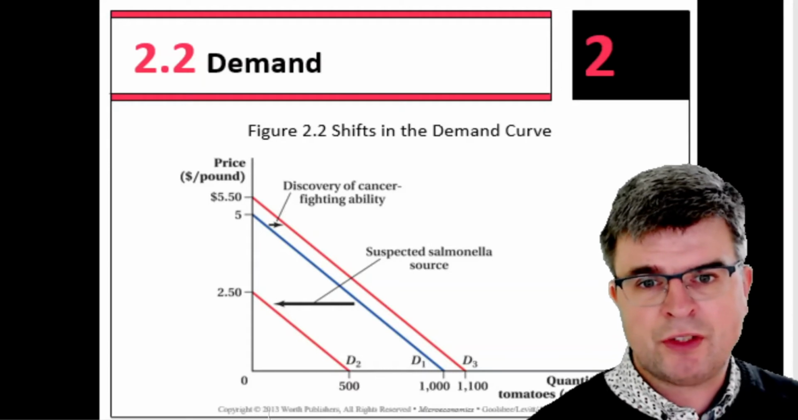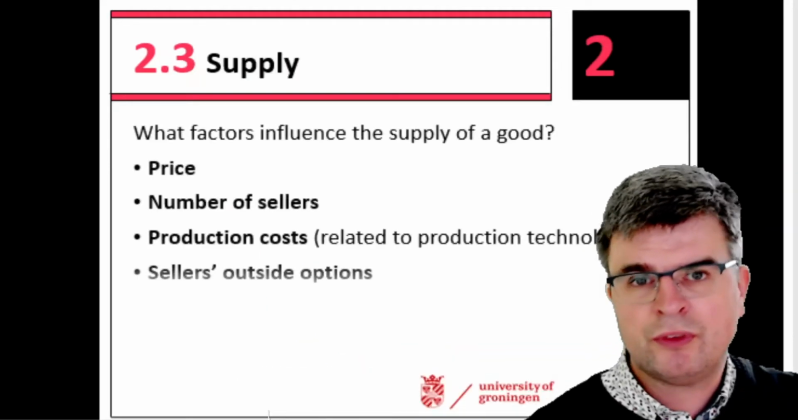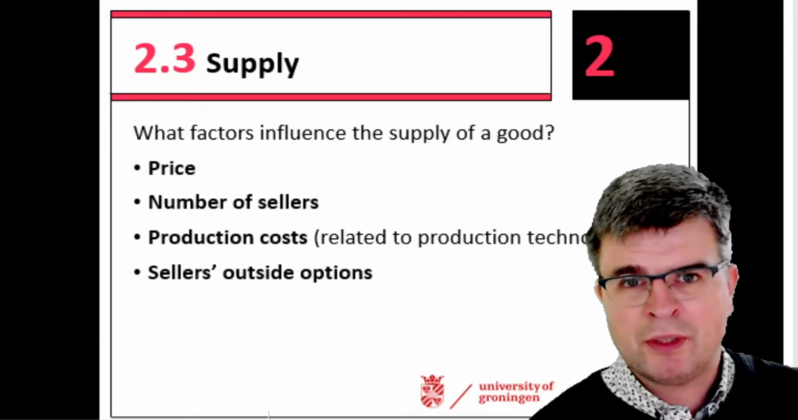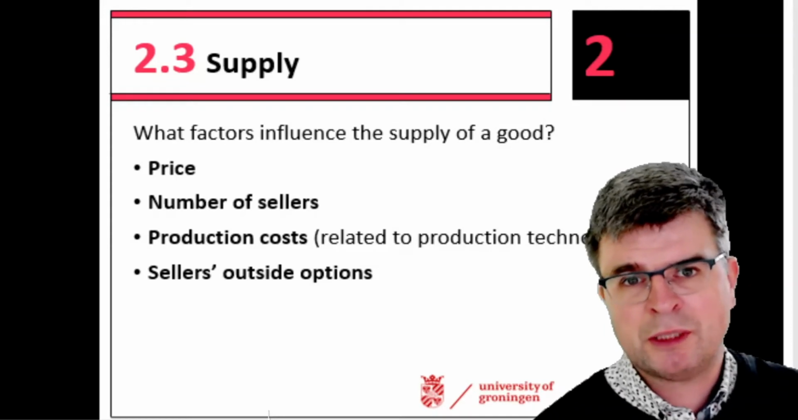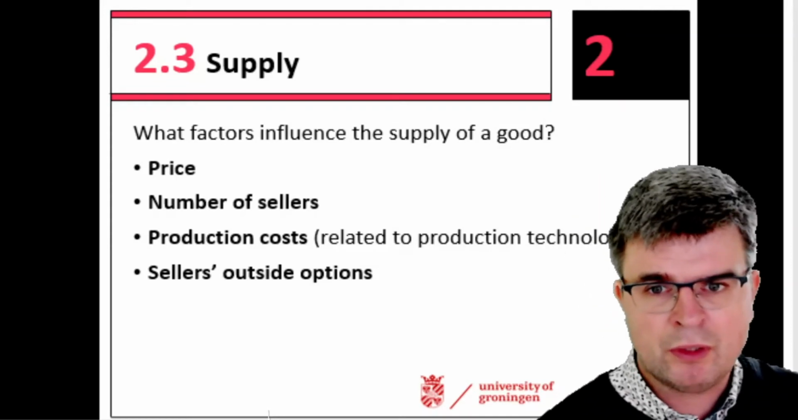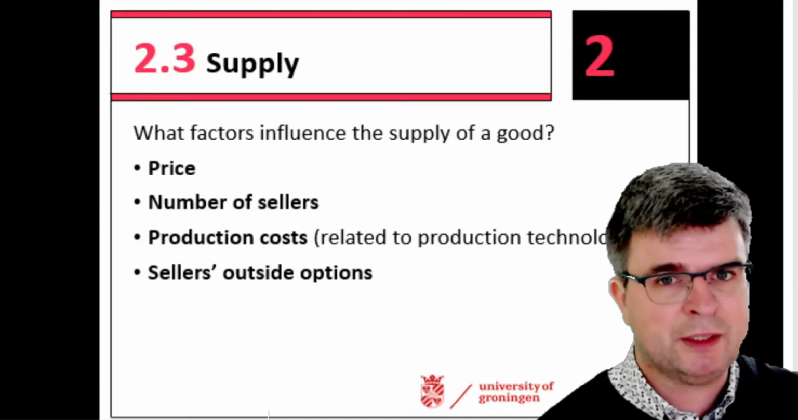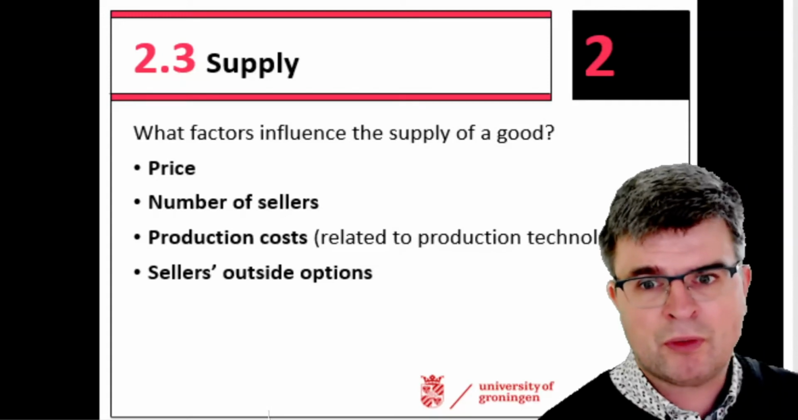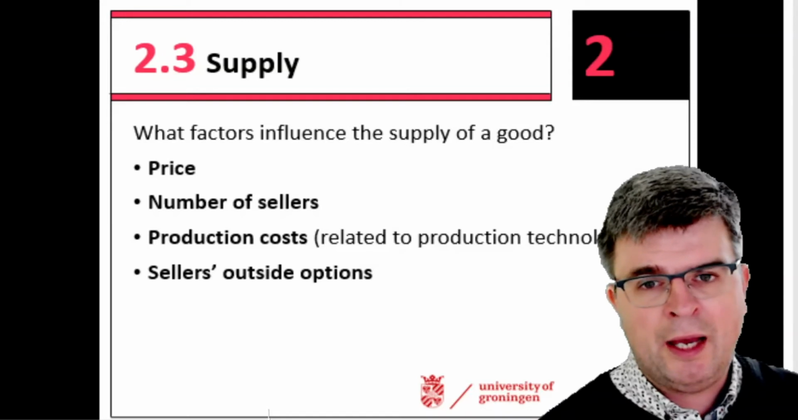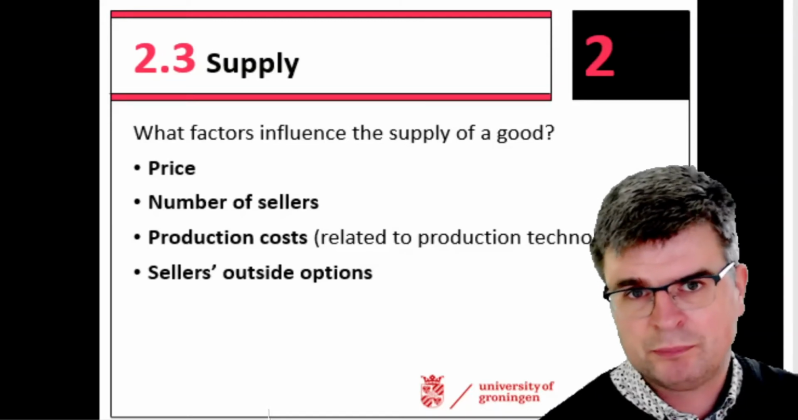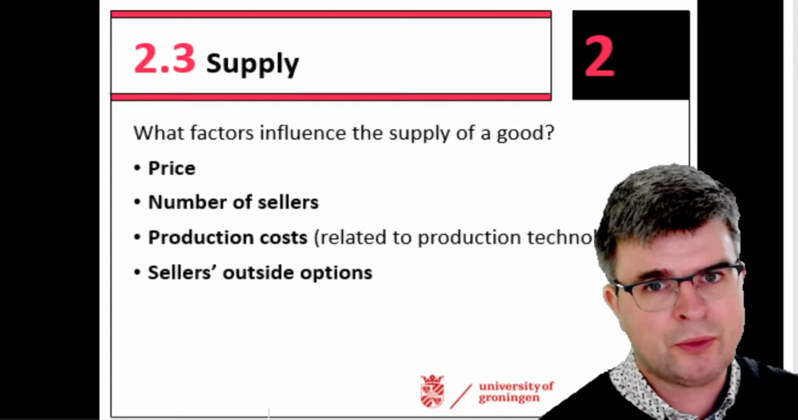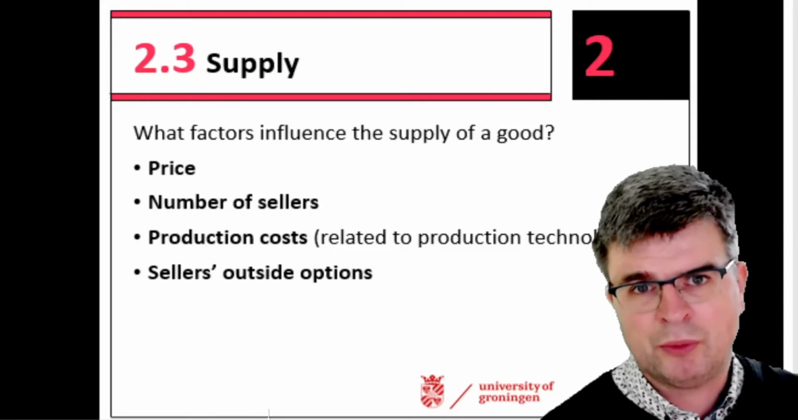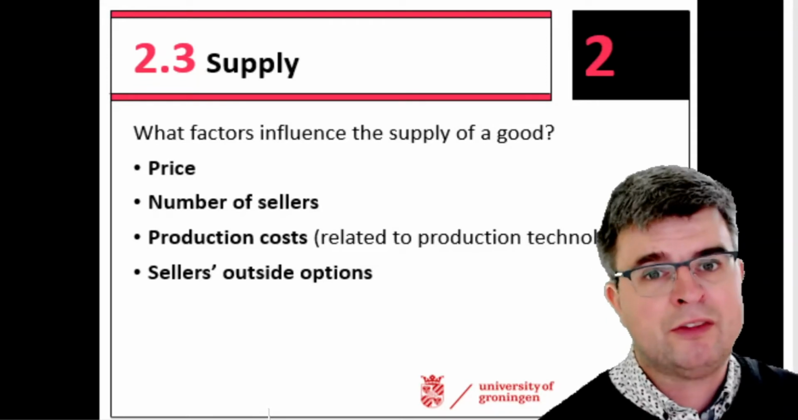That completes our discussion of the demand curve, and now we are going to continue with supply. What about supply? It may be a relief that everything works quite similar in the supply function. So the factors that influence the supply of a good is again the price. The higher the price, the more producers want to supply of a good, the number of sellers, the cost of production, and also the sellers' outside options. So you may want to grow corn on your land, but if the price of potatoes is very high, then instead you may want to grow potatoes, and that will decrease the supply of corn.